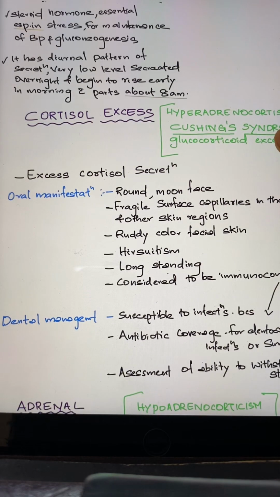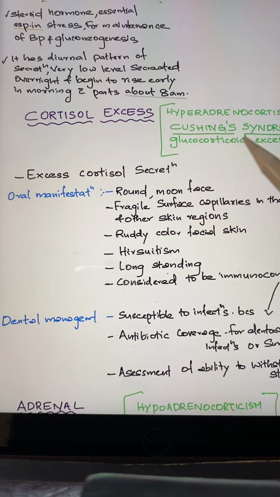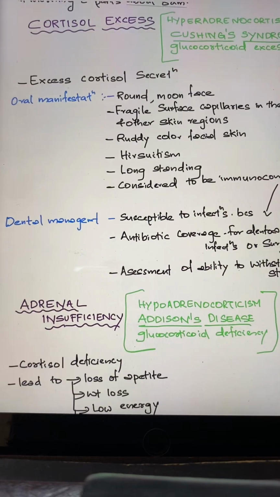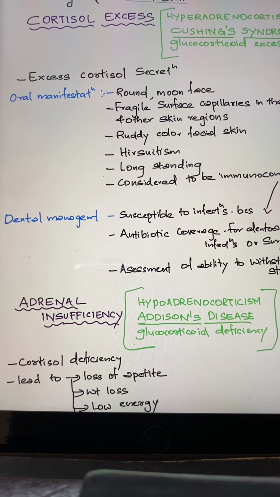Let's see what will happen when there is an increase in cortisol secretion. This disease is called Cushing's syndrome. It is cortisol excess, that is, glucocorticoid excess. This is also known as hyperadrenocorticism. In such cases, the patient will have a round moon face due to muscle wasting and accumulation of fat. The surface capillaries in the face and other skin regions become fragile and readily susceptible to hemorrhage after mild trauma. Then the facial skin will be a ruddy color.